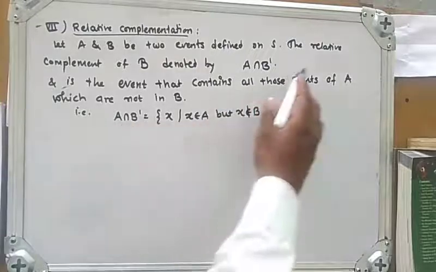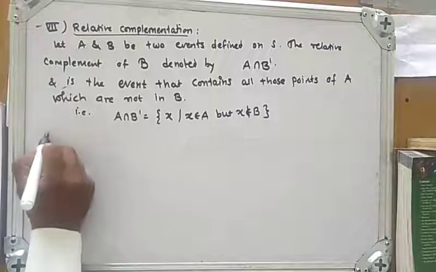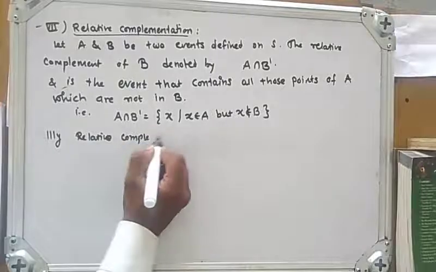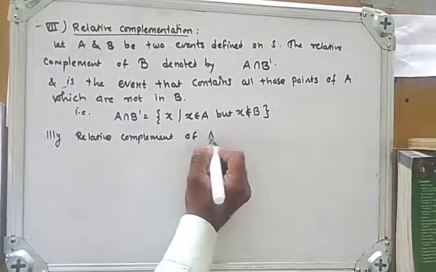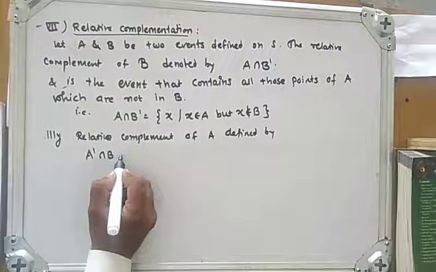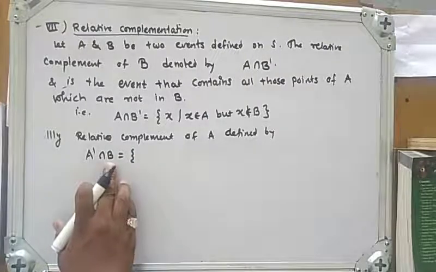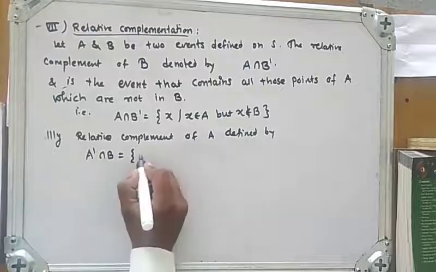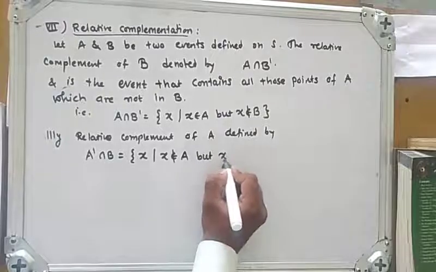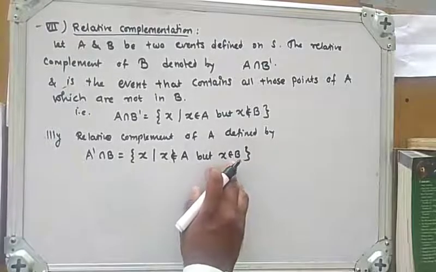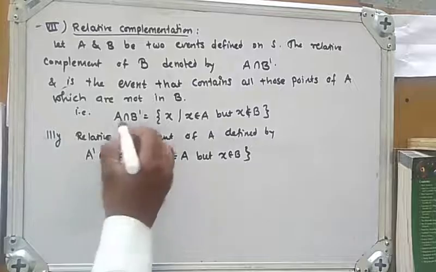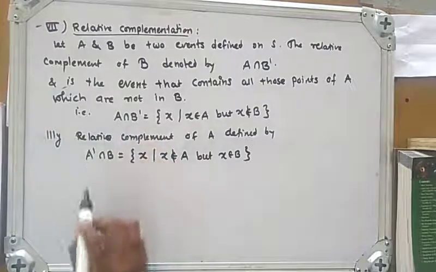Similarly, the relative complement of A is defined by A complement intersection B. This is the set of all points which belong to B but do not belong to A. It is defined by x such that x does not belong to A but x belongs to event B. So A complement intersection B is the relative complement of A, and A intersection B complement is the relative complement of B.